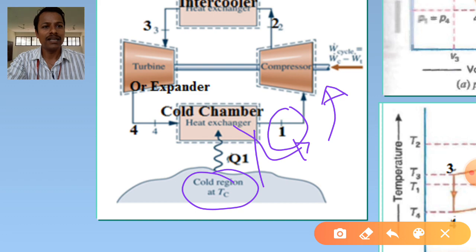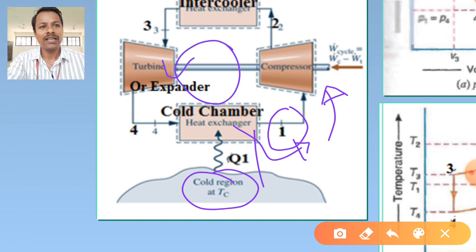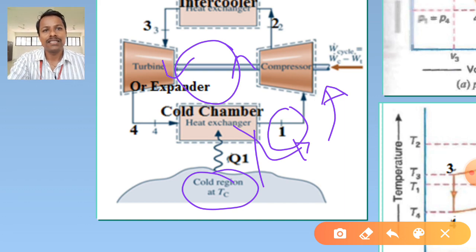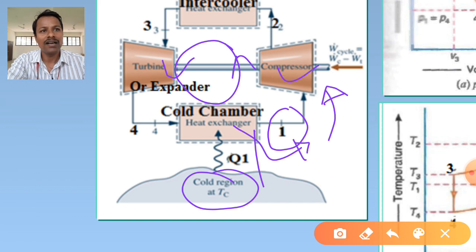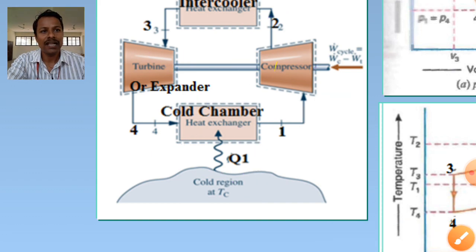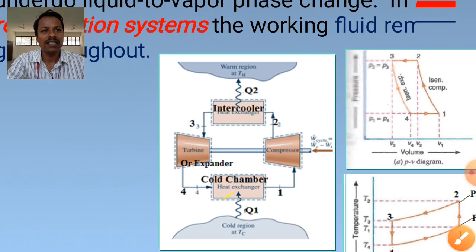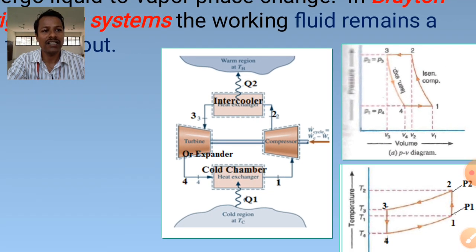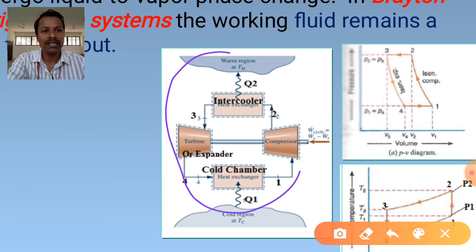Thus the cycle is completed. If we execute the cycle in this way, it is called the Bell-Coleman cycle. It is an ideal cycle. What we should remember are the components involved: first the compressor, second the intercooler, third the expander, fourth the cold chamber. The cold chamber absorbs heat energy from the cold space, and the intercooler rejects heat energy into the warm region. This is the schematic arrangement of the Bell-Coleman cycle.